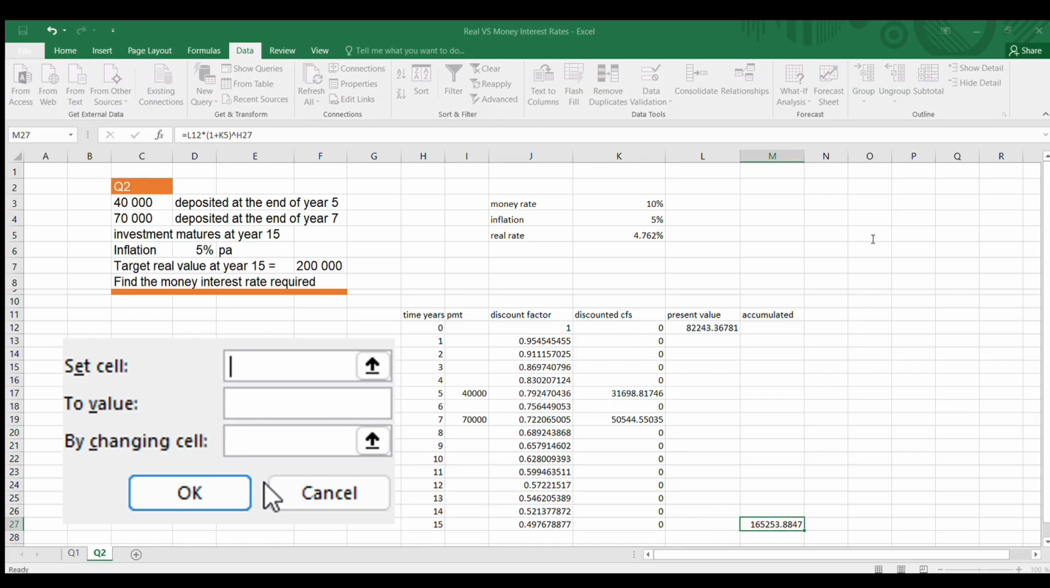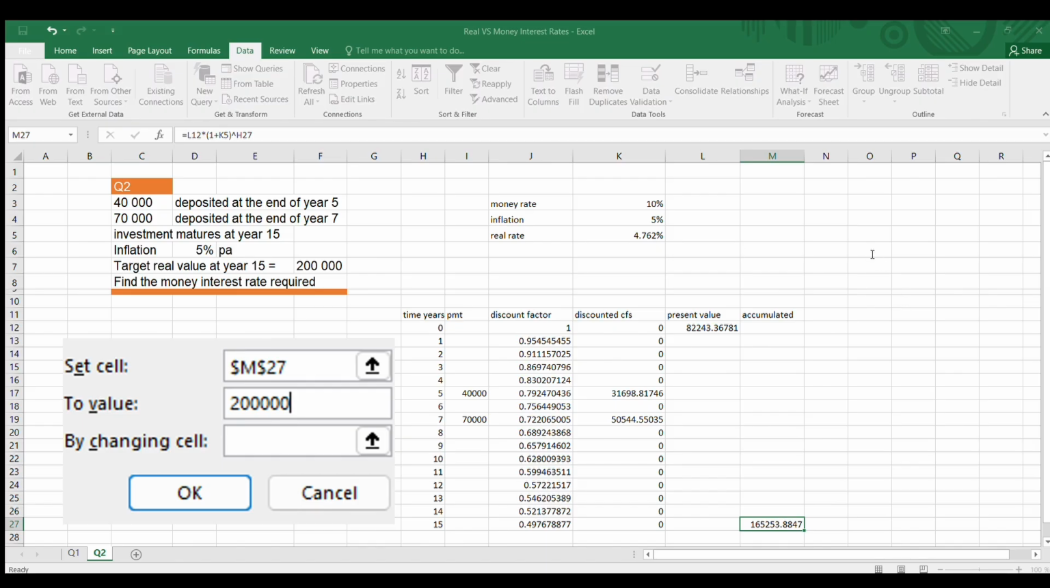M27, and I want it to be equal to the value of 200,000, you see. And the reason why I'm setting it to 200,000 is because that's what the question has given us, that at time t equal to 15, the accumulated value is supposed to be equal to 200,000. You see, forget about what this number actually is. This doesn't necessarily matter.